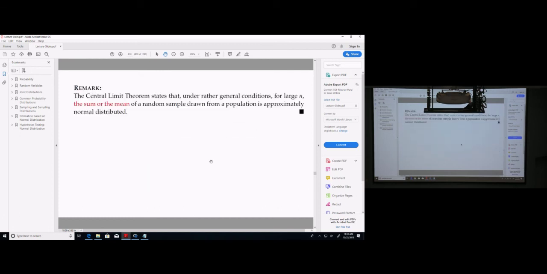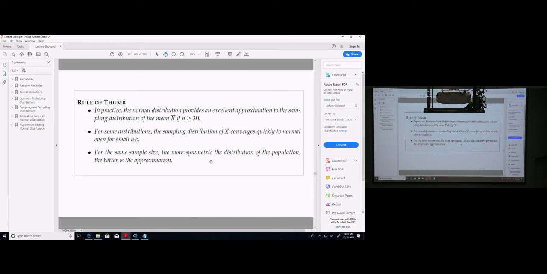Okay, so the rule of thumb, in practice: the normal distribution provides an excellent approximation to the sampling distribution of the mean x bar if n is bigger than 30. So if the sample size is 30, this is the rule of thumb. I don't know whose rule of thumb, but you might have heard someone say 35, another person 25, and so on. For some distributions, the sampling distribution converges quickly to normal, even for small n. The next slide will show you some examples.